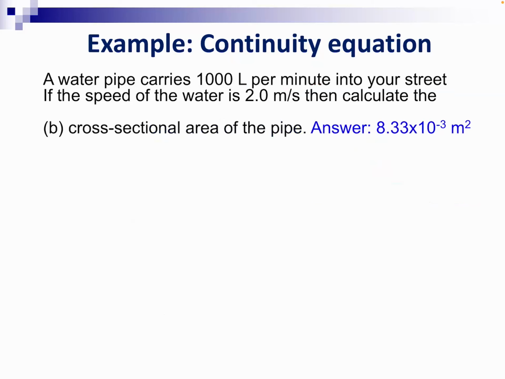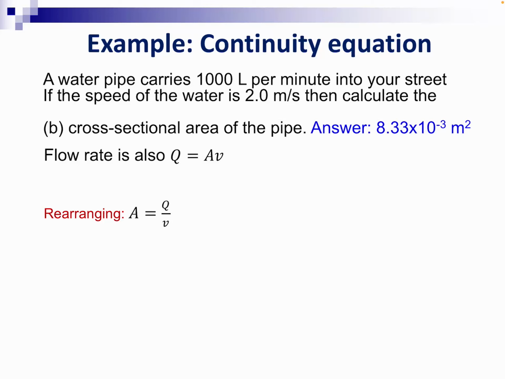Now, second question, cross-sectional area of the pipe. Cross-sectional area only comes into the definition for flow rate, being the speed times, or how fast the fluid flows through, a cross-sectional area A. We've calculated the flow rate from before, but we need to find the area. So we need to rearrange for the area. The speed is of course given in the information there.